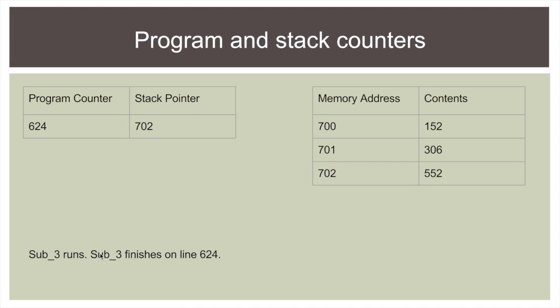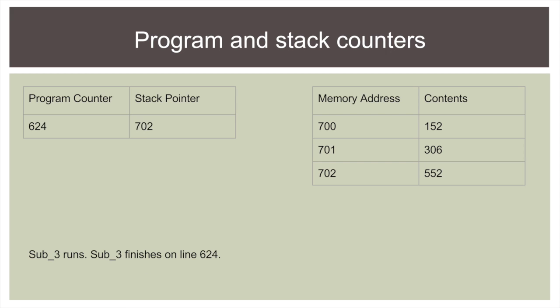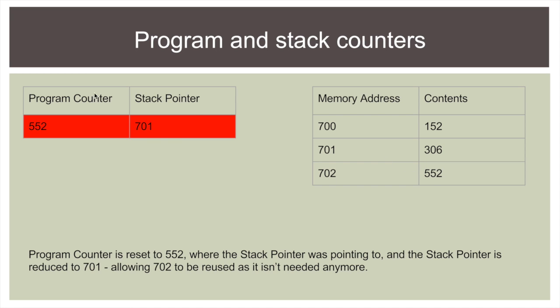Moving on, sub3 runs, it doesn't call a subprogram, and it finishes on line 624. Okay, when it finishes, the program will look at the stack pointer. So the stack pointer used to be 702, and so it says, right, take 552, drop it over here, make that the new program counter, and then reduce the stack pointer by 1. So as we reduce it, what we're saying to the computer is, we don't need it anymore, you can use it again. So it doesn't actually overwrite the contents, but because the stack pointer is reduced, it's saying that this can be overwritten should it need to. So if this sub2 would call another subprogram, it will get rewritten.